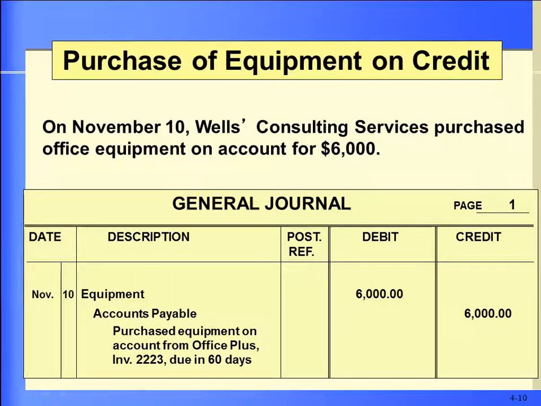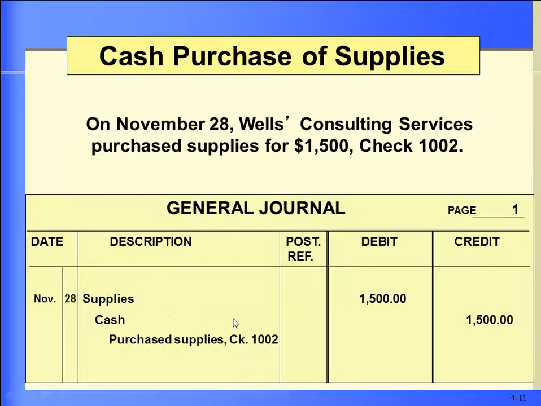So here's an example. If we didn't pay in cash, we paid the whole thing on account, which is, hey vendor, I owe you in 30 days or 60 days. This is how we would record it. And then notes down here, we owe Office Plus the invoice number here due in 60 days. So when we pay it, we're going to debit accounts receivable to get rid of this liability and credit cash. That's in 60 days or before.